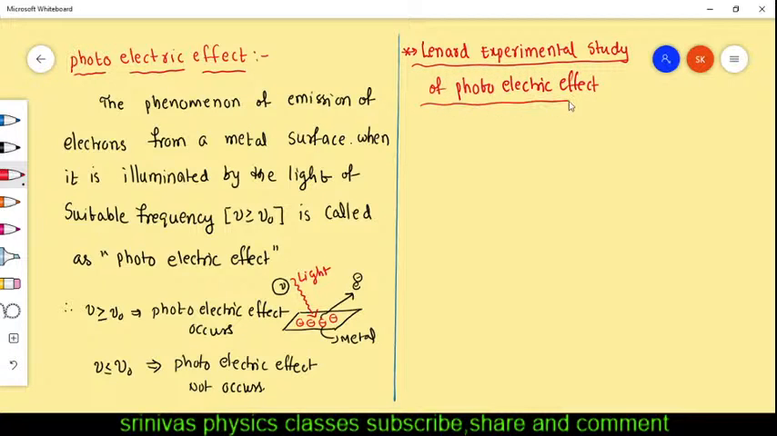Lenard is a scientist's name. He found this out experimentally, the photoelectric effect, and he explained on what factors the photoelectric effect depends. Listen very carefully, this is very easy and very interesting. And for that I have to draw one figure.